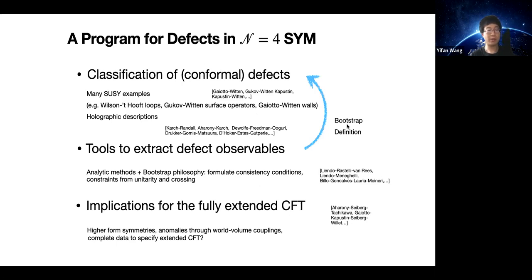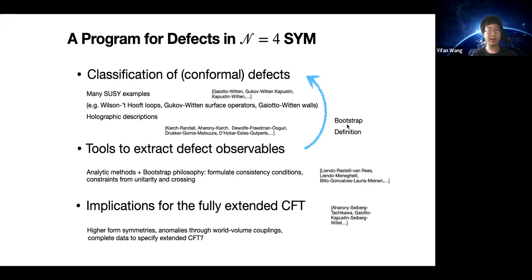Finally, we would like to explore implications of these defects in N=4 super Yang-Mills for the structure of the fully extended theory. So in particular, extended defects can be charged under higher form symmetries. And if your theory has a 't Hooft anomaly that involves the higher form symmetry, then such an anomaly can manifest itself through world-volume couplings on the defect.